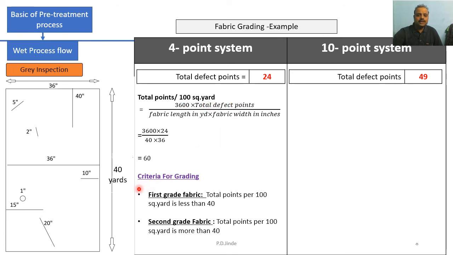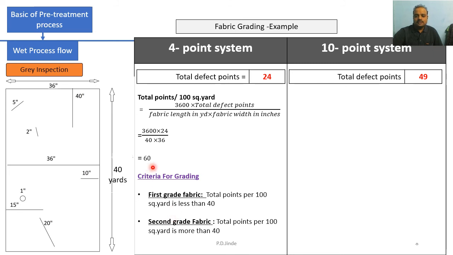Right, what is our criteria for grading? Our criteria for first grade fabric is if total defect points per 100 square yard is less than 40, then we consider this fabric as first grade quality. And what is the criteria for second grade quality? If the total defect points per 100 square yard is more than 40. So what is our answer? The answer is 60.